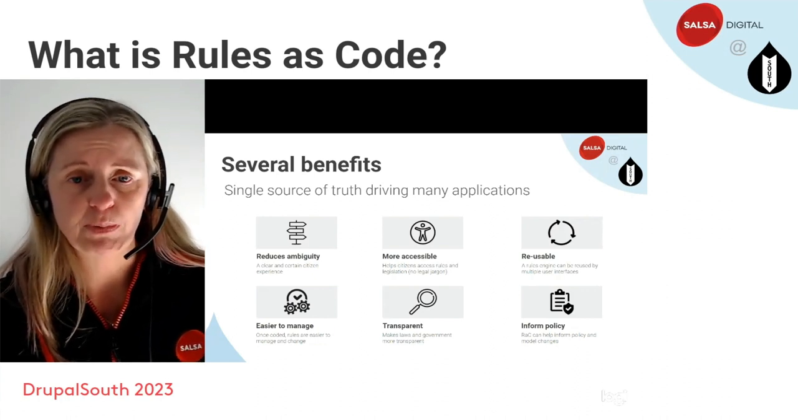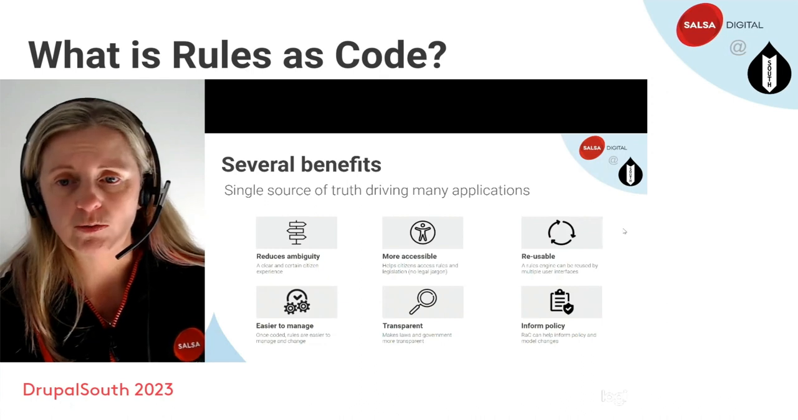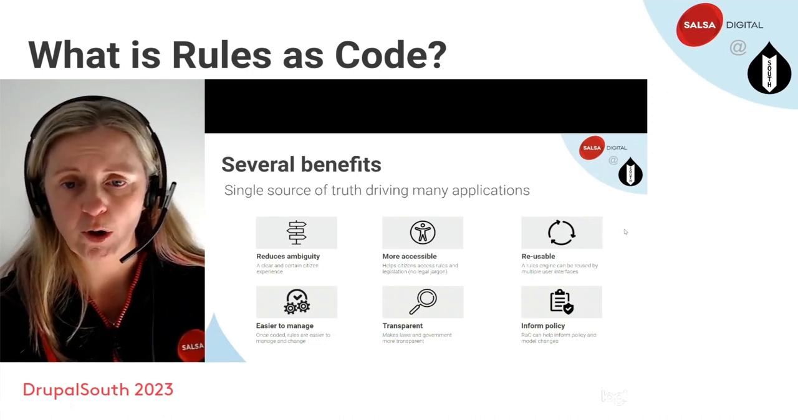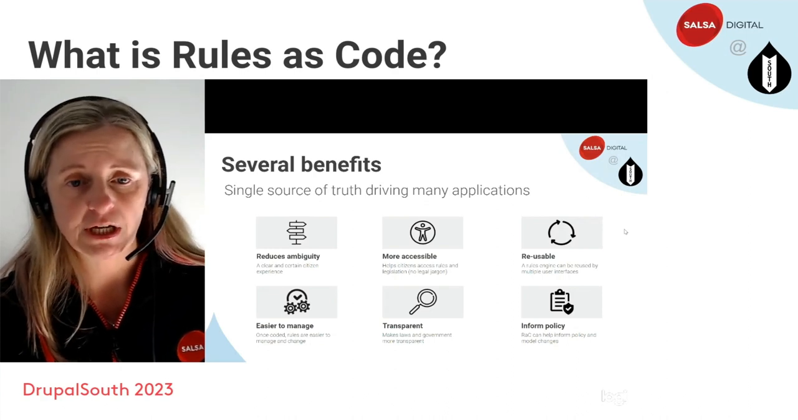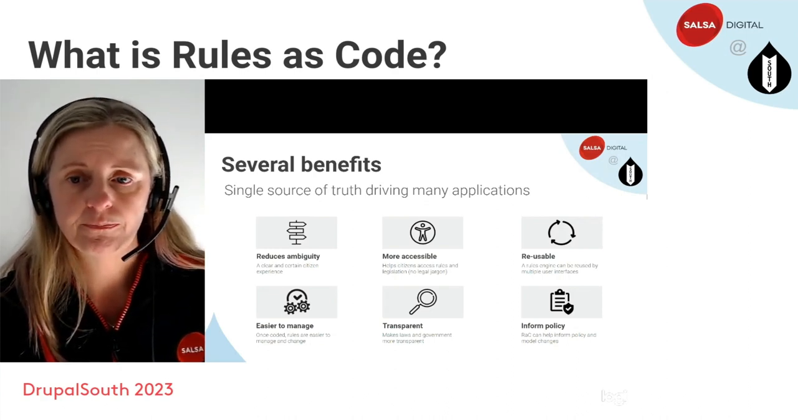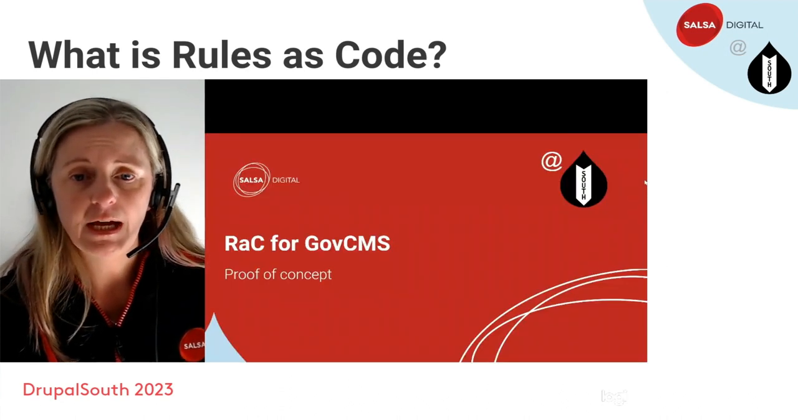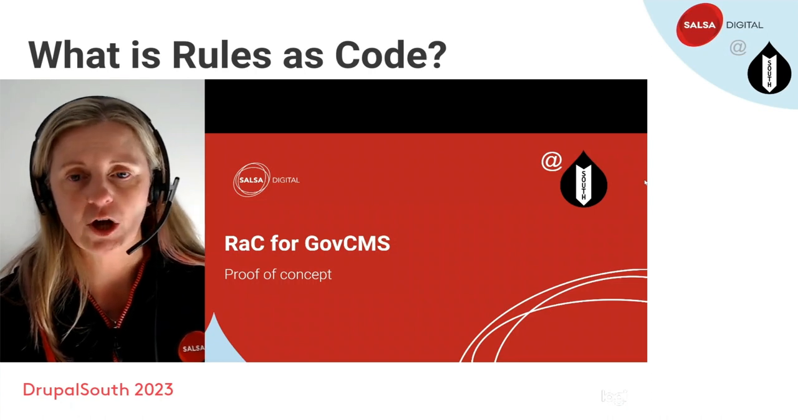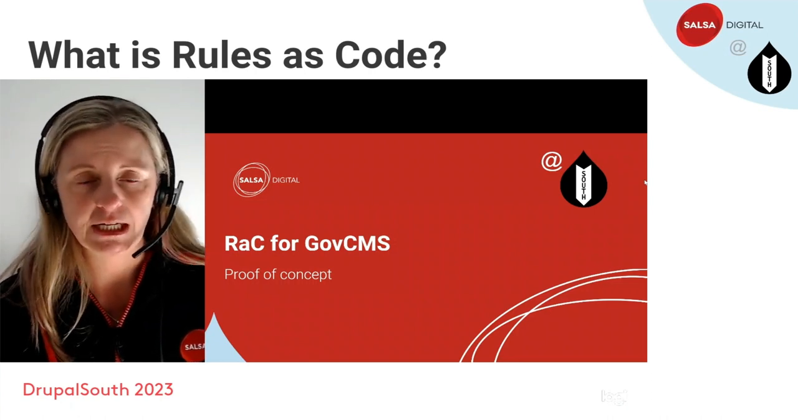It's also transparent. People can see what the rules are much more easily. And rules as code can also be used to inform policy and feed in policy changes to see how they will impact people down the line. Now, in terms of the two projects that Salsa was involved in last year for rules as code, I'm going to talk a little bit about each one.